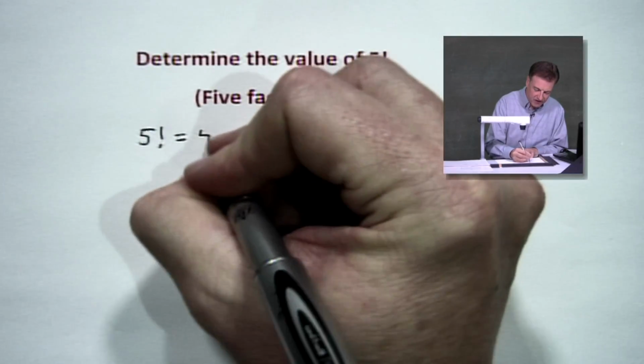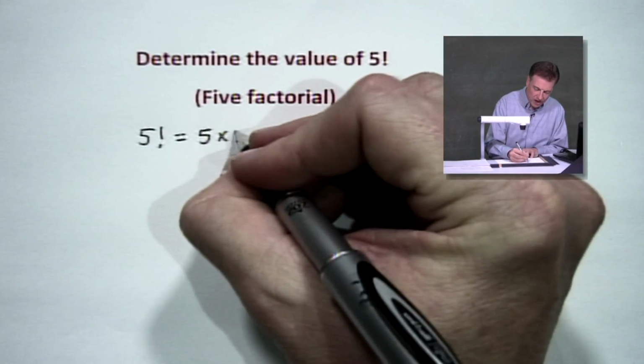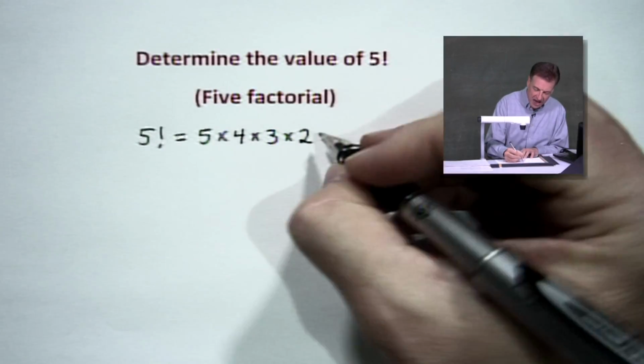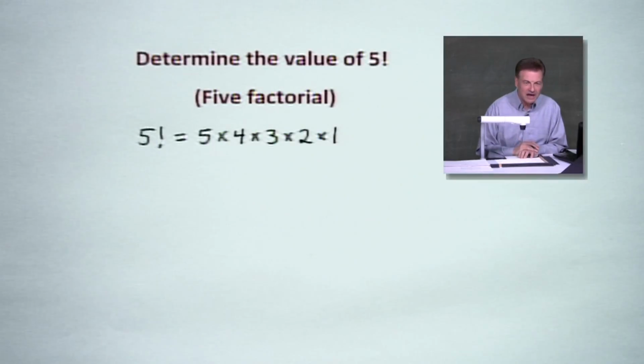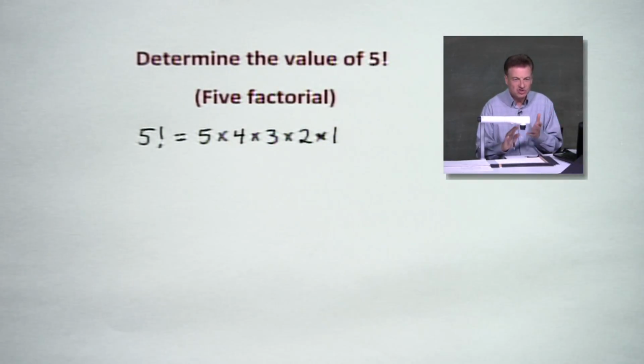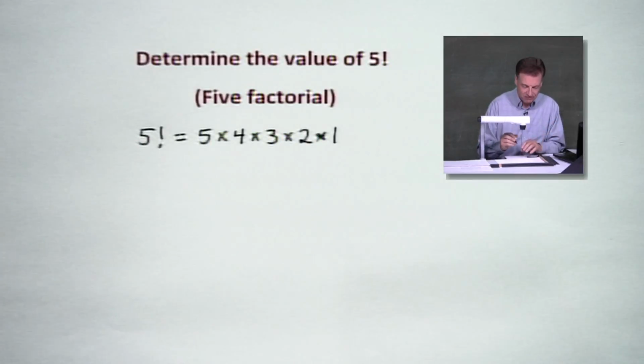It simply means to take the number 5 times one less, times another less, times another less, and guess what? Eventually you get down to 1. And when you get down to 1, guess what? When you multiply, you don't have any differences. Nothing changes, all right? So let's see what we've got.